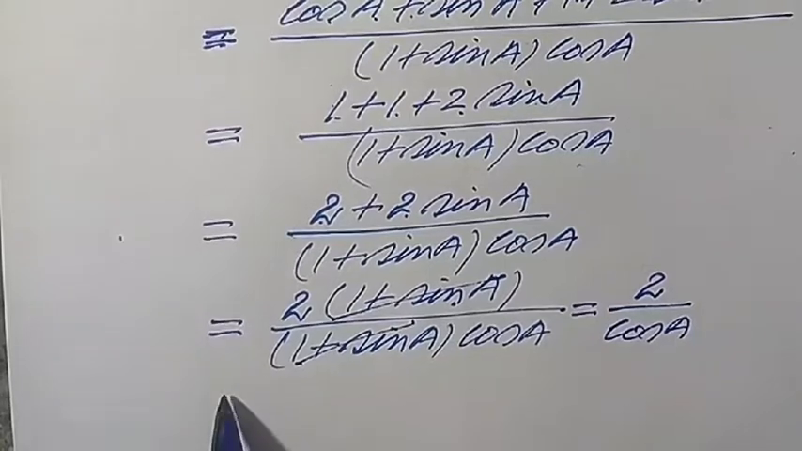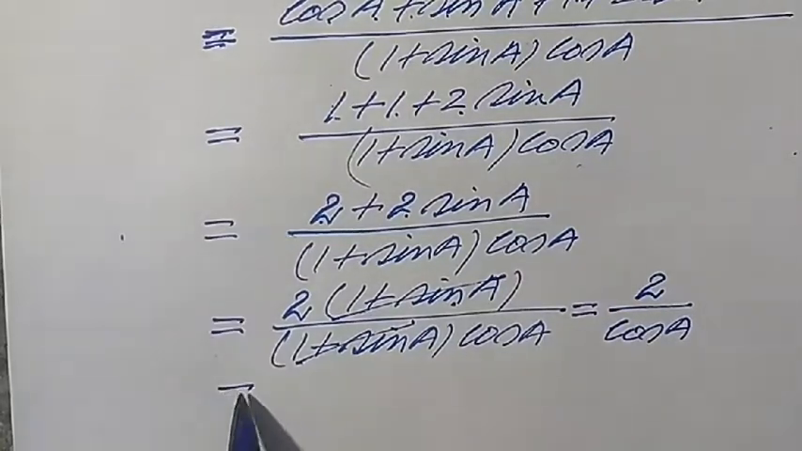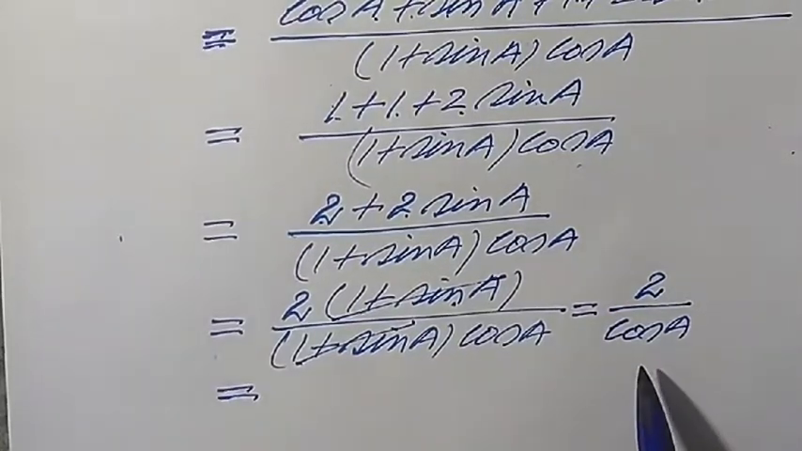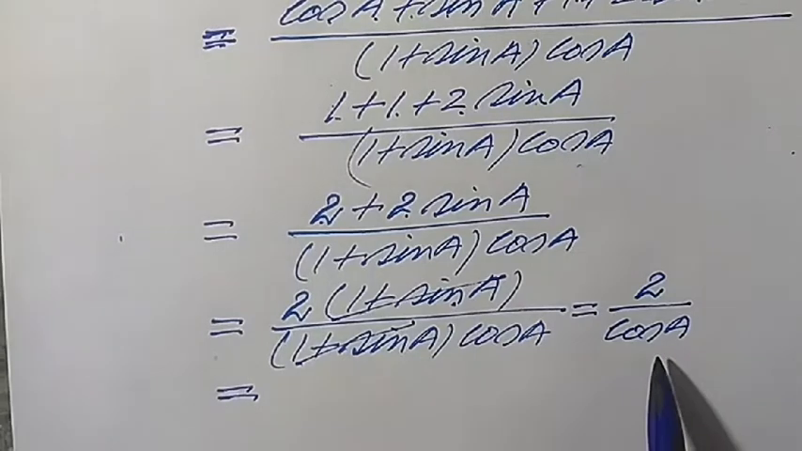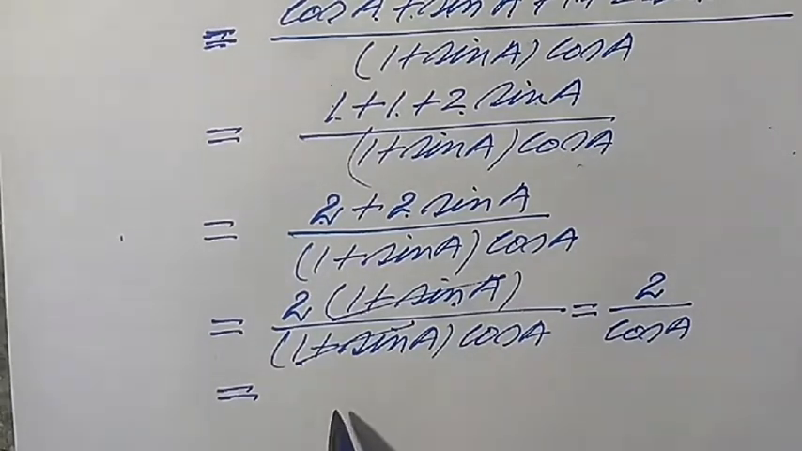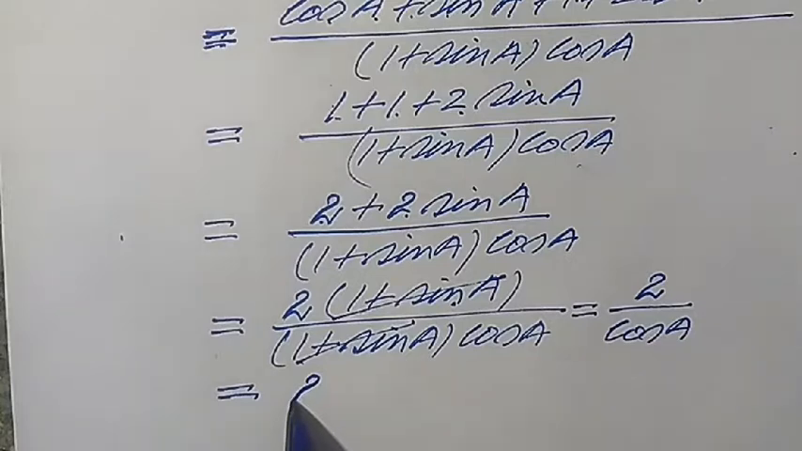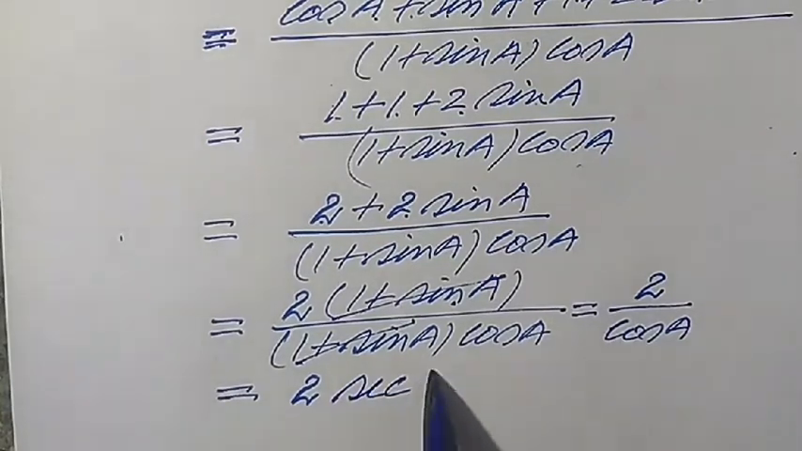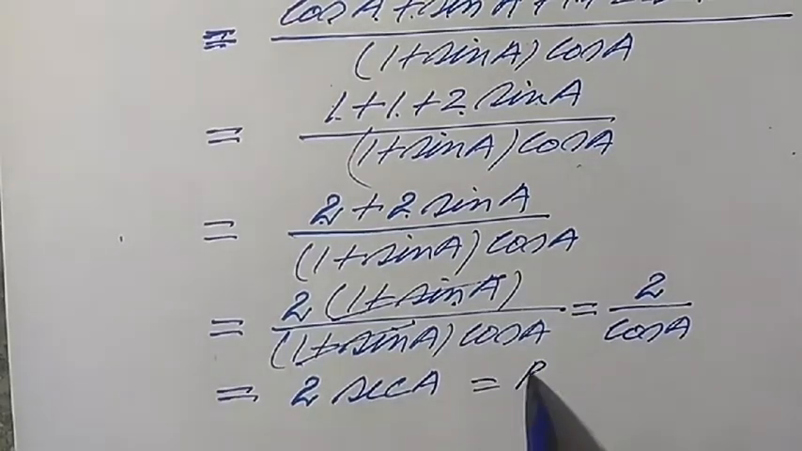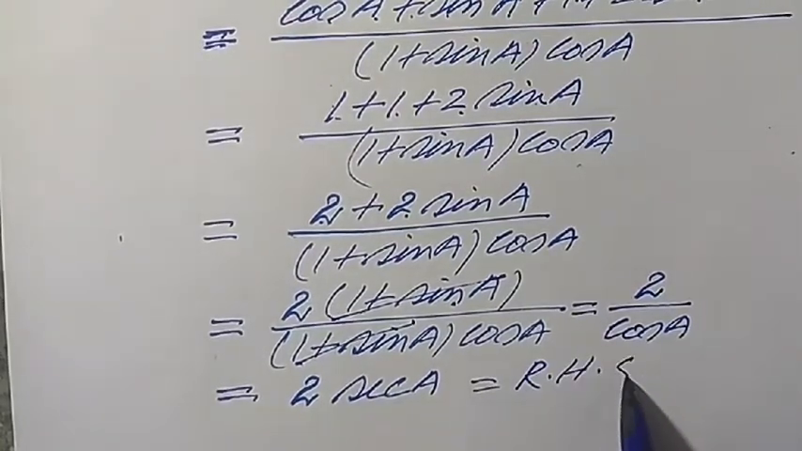denominator. And as we know well, cos is the reciprocal of sec and sec is the reciprocal of cos. So 1 upon cos A may be written as sec A. So 2 upon cos A may be written as 2 into sec A, which is exactly equal to right hand side. So we have proved the given condition.